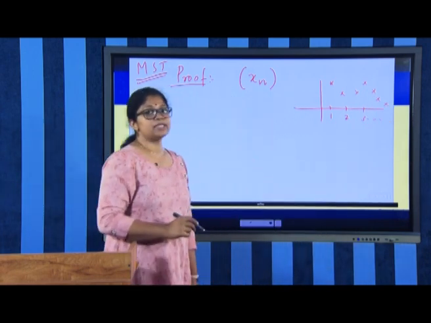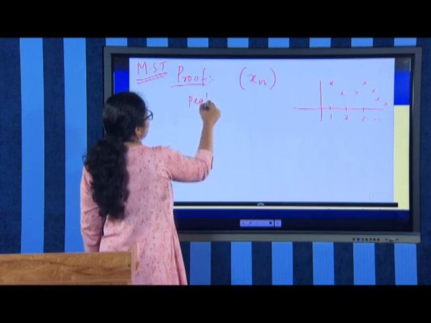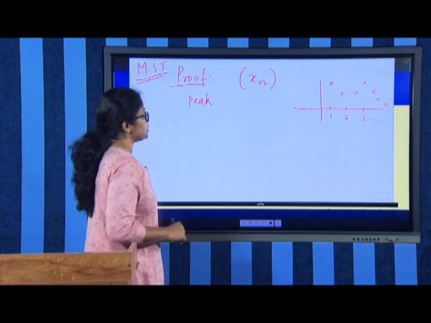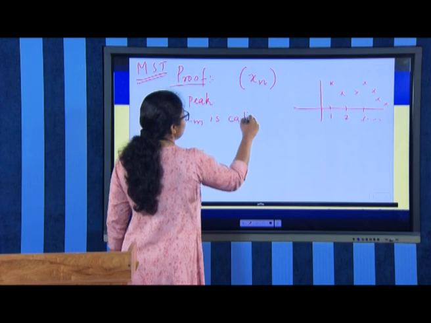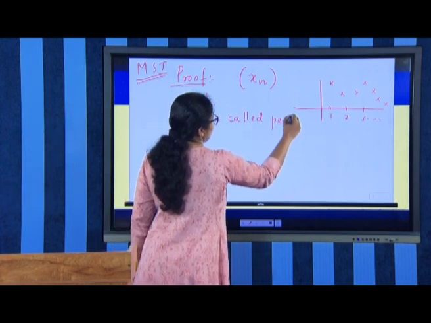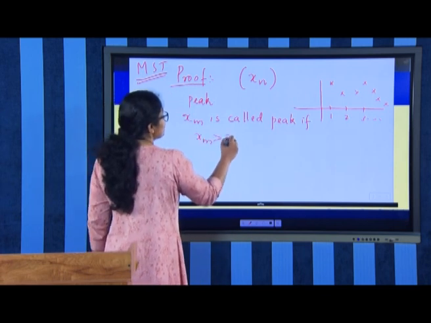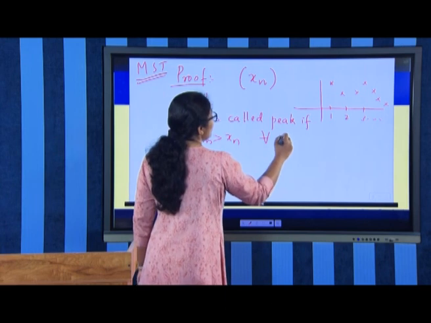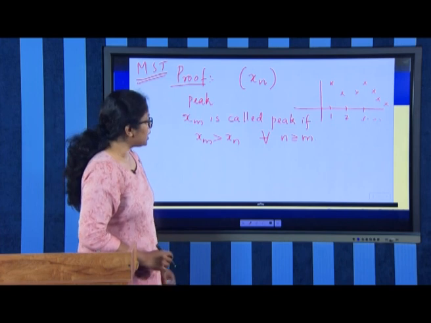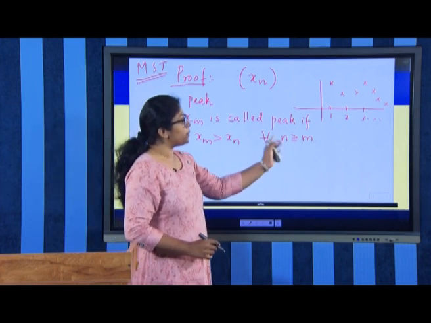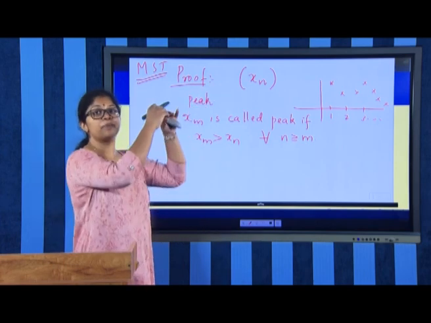So, we can define something called the peak of this sequence. An element xm is called the peak if xm is greater than xn for every n greater than or equal to m. That means whatever be the natural number that follows m, xm should be greater than xn. That is why it is called the peak.